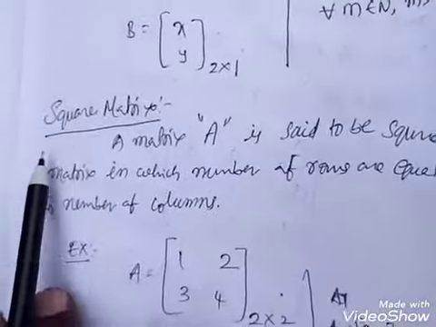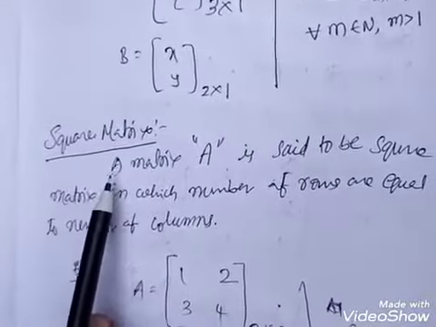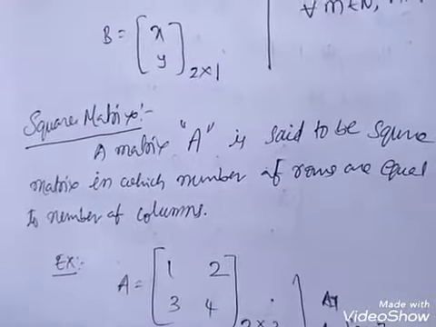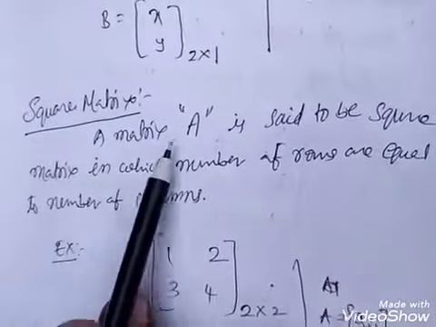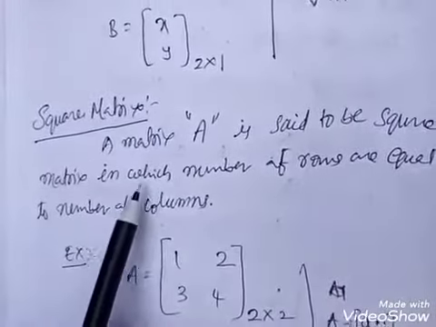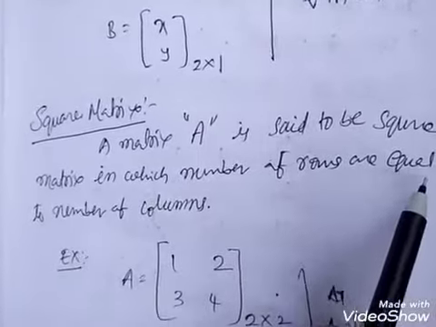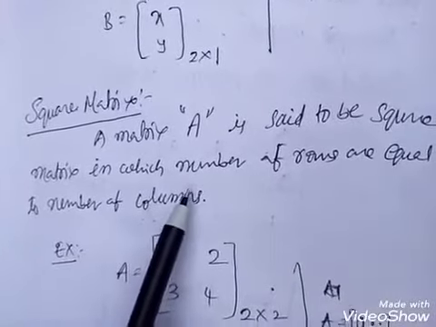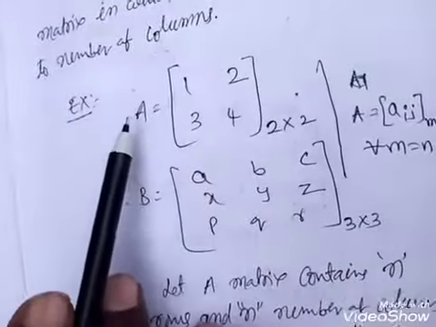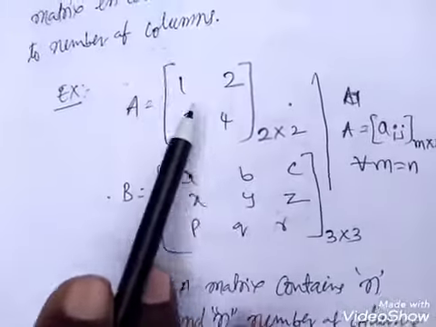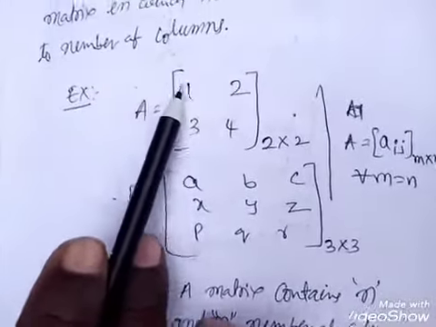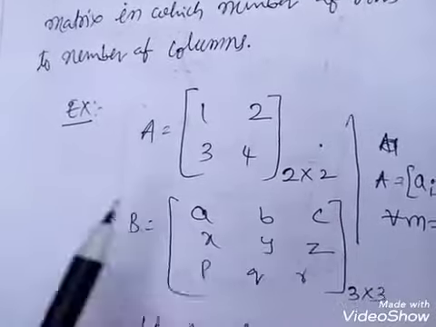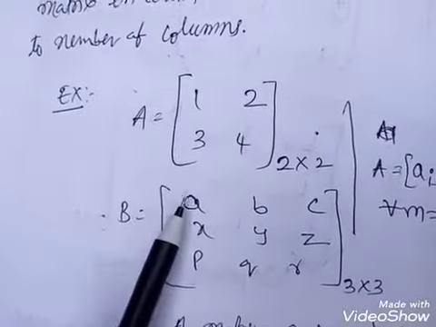Now the second type of matrix, the square matrix. What is a square matrix? In a square, all the sides are equal. Similarly, a matrix is said to be a square matrix in which the number of rows is equal to the number of columns. Observe there, A equals 1, 2, 3, 4. How many rows are there? 1, 2. How many columns are there? 1, 2. Therefore, it is a 2 by 2 matrix. Here observe, how many rows are there? 1, 2, 3.